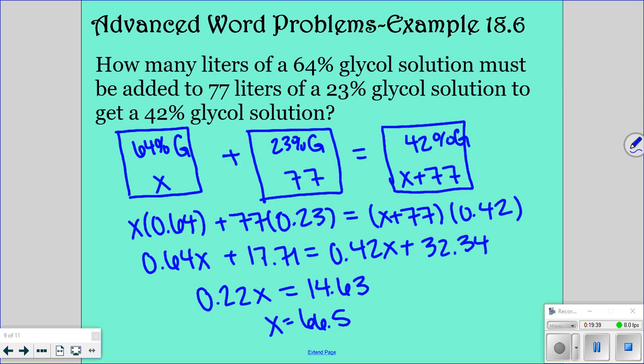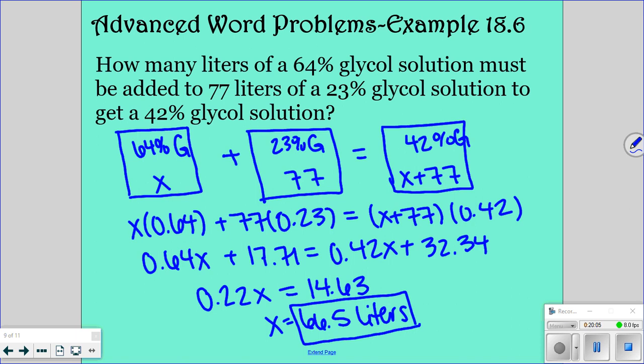And so it says, how many liters are we going to add to our solution to get the last solution? So we don't have but one number here. So 66.5 liters is the only answer we need to have. So it just asked about how much we're adding here. We only had one variable. So we don't have to differentiate what percentage it is, since there's only one number that we're looking for.